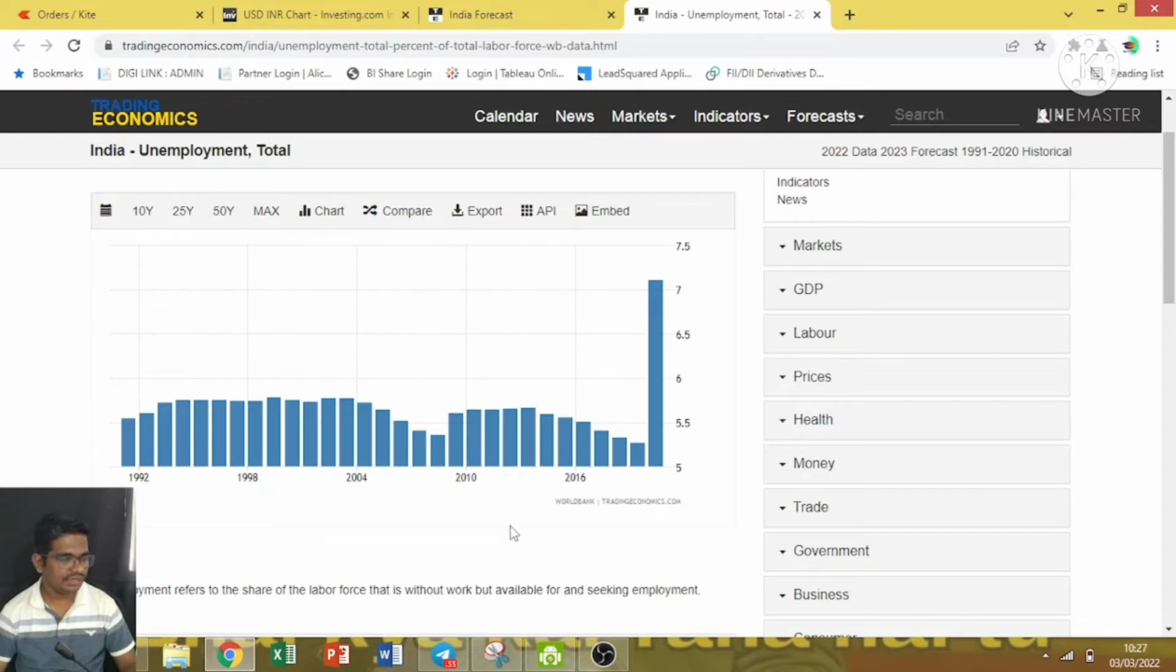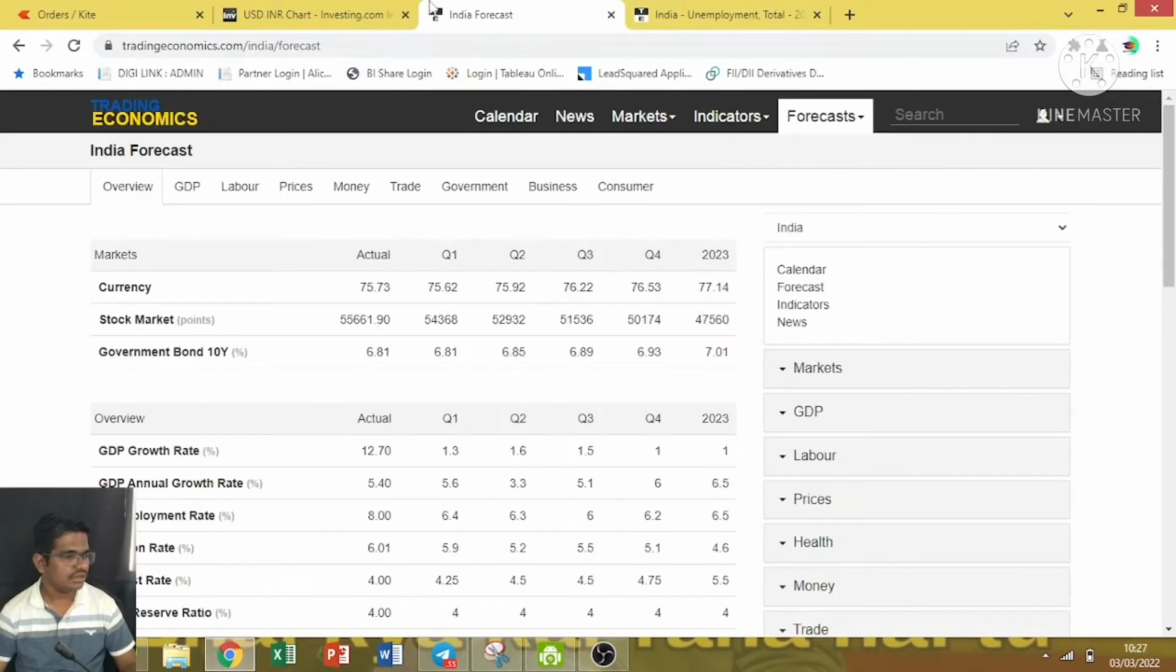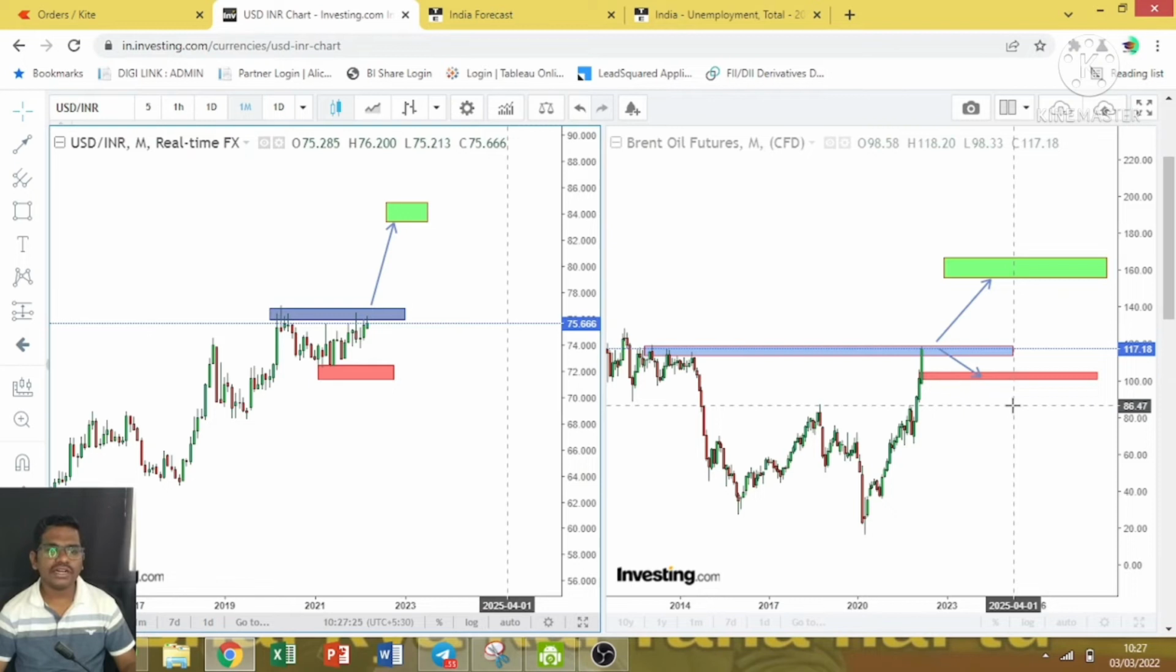Not only India, almost most of the emerging market countries have a similar kind of picture. There is a huge unemployment rate. So this unemployment rate as well as the USD INR conversion rate and Brent crude prices, if all 3 parameters go against India's favor, then it is a very tough time for the Indian economy to tackle this issue.